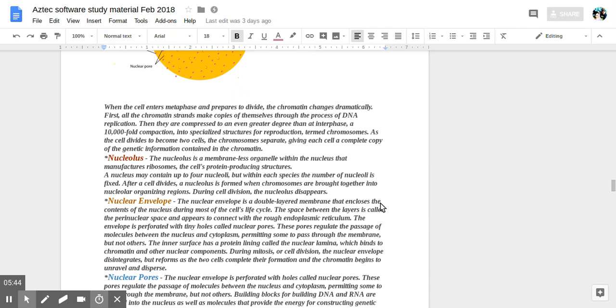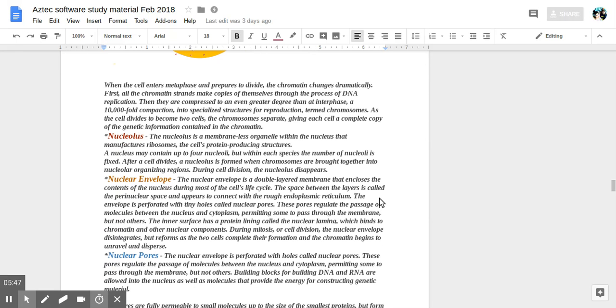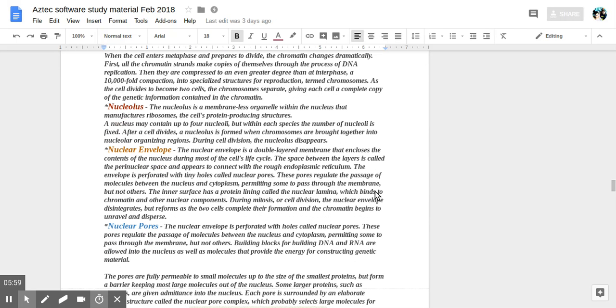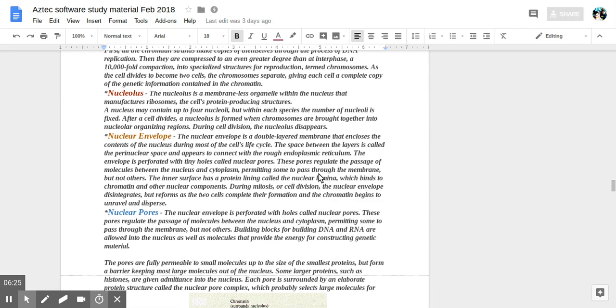So nuclear pores are perforations within the membrane of the nucleus. These regulate passage of molecules, again permitting the molecules to pass through depending on what they are. These molecules are building blocks of DNA and RNA, which are allowed into the nucleus, as well as molecules providing energy for constructing the genetic material. So necessary molecules are allowed.